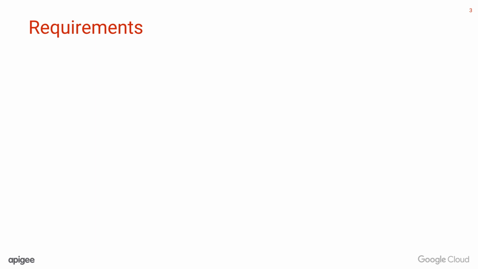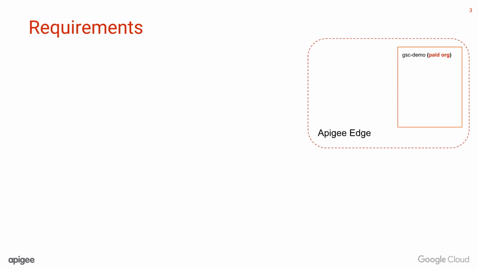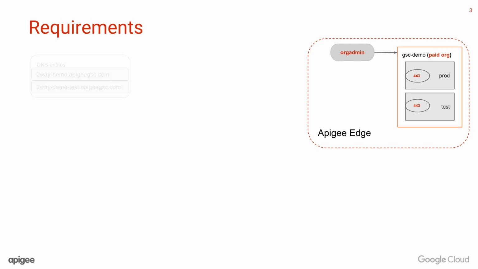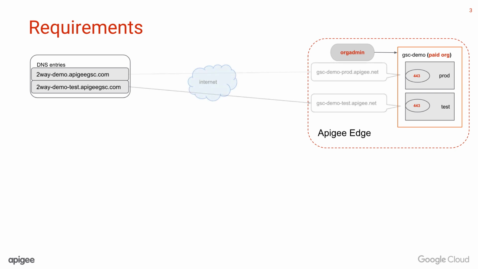The requirements are: the TLS configuration can only be performed on a paid org. It can only be configured on port 443. It must be performed by users with the right permissions, for example, org admins. Users must have acquired their own DNS entry and have configured the DNS entry pointing to the default apigee.net domain name, which was set up by Apigee when the org was provisioned.